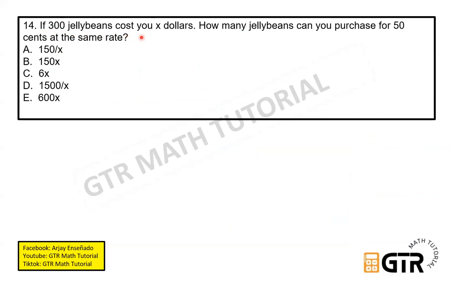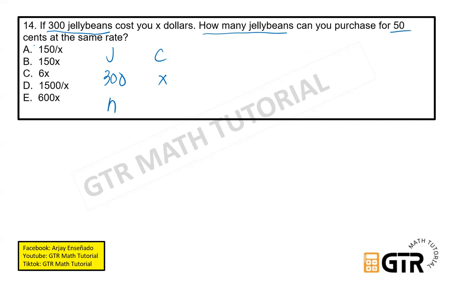If 300 jelly beans cost you X dollars, how many jelly beans can you purchase for 50 cents at the same rate? Okay, so ito ay direct variation ito. Kasi pag cost tsaka yung dami ng jelly beans, habang tumataas yung jelly bean, syempre tataas yung cost niya. So direct variation lang ito. So lagay natin jelly beans, tapos dito yung cost. Ayan, C for cost. Ang 300 jelly beans cost X dollars. So ang question, how many jelly beans? Ito yung hinahanap natin. Lagyan natin ng N.